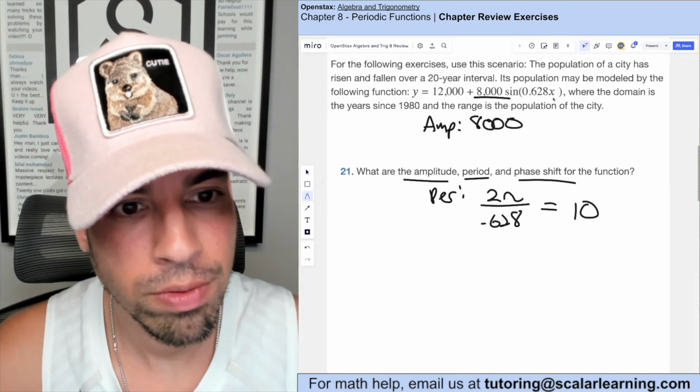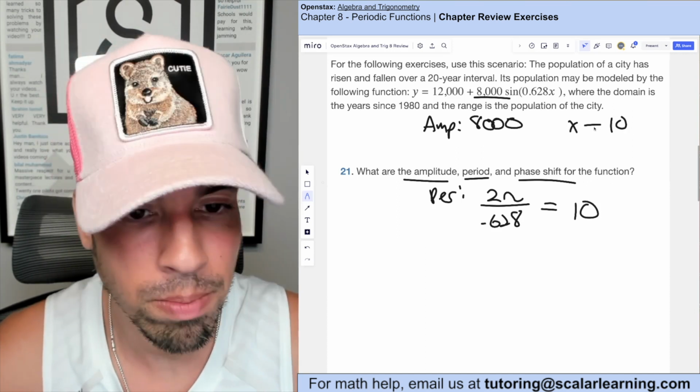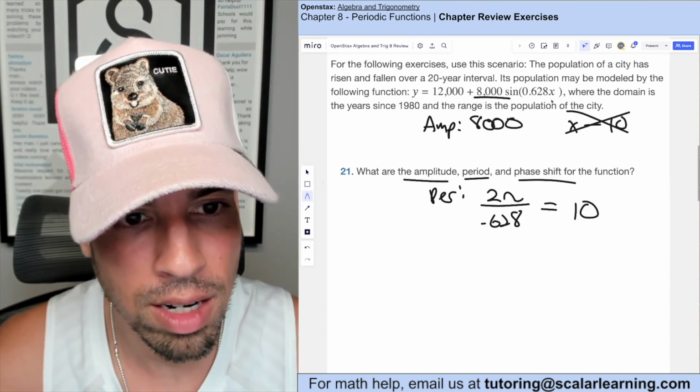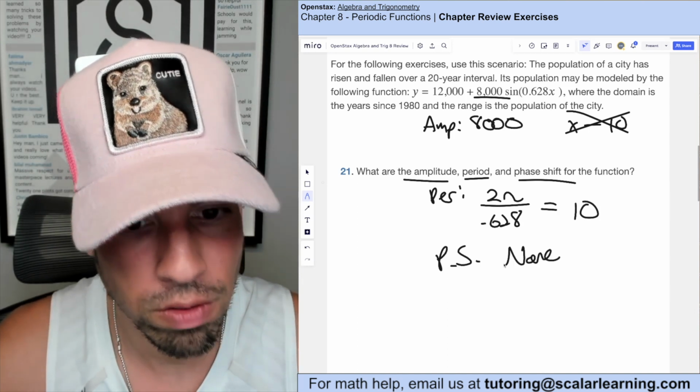And then the phase shift would exist if it was like x minus 10 or something like that, x plus something, right? But there is none of that. That does not exist. It's just an x. So the phase shift, we'll just say there's none. There's no phase shift. So that's how you do it.